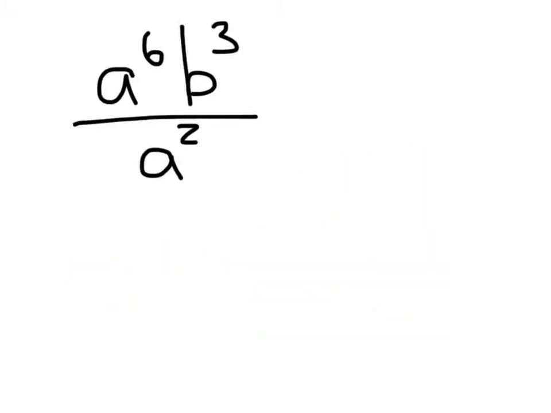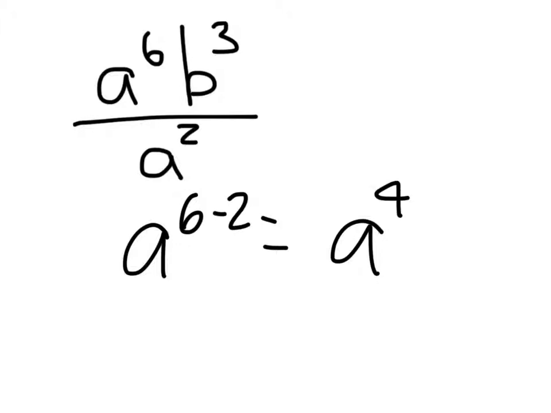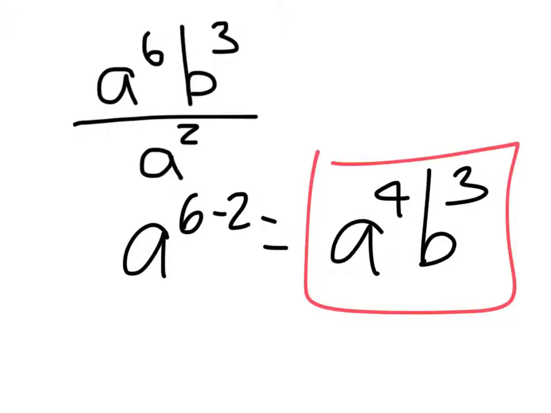So the only way this problem works is if the bases are the same, and I know that here, for example, we have 2 a's and only 1 b. So the b is not going to change at all. What we're going to do is look at these two exponents, and I can see that, because it's division, right? It's going to be 6 minus 2, and let's see, 6 minus 2 is going to give us what? 6 minus 2 is 4, and so the answer is going to be a to the fourth, b to the third. That's it. That's our answer.